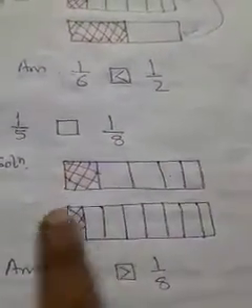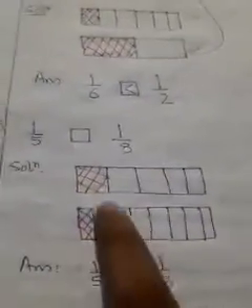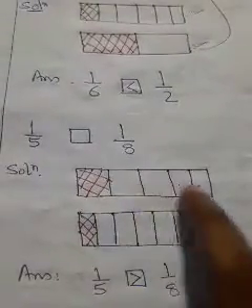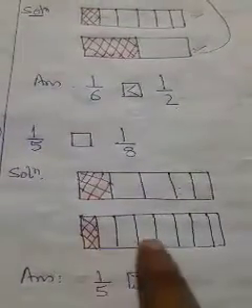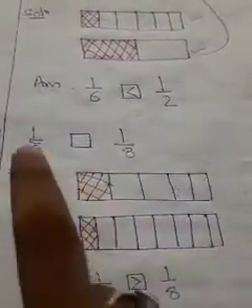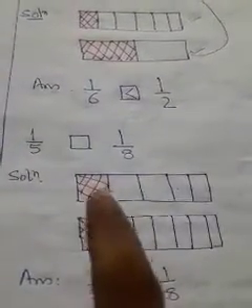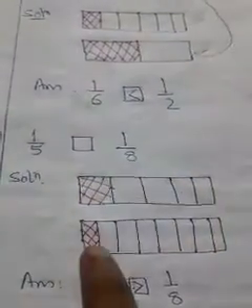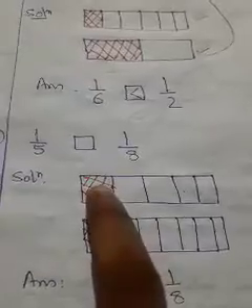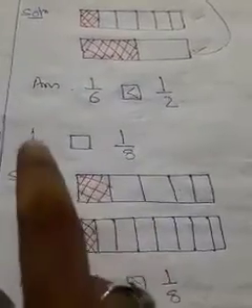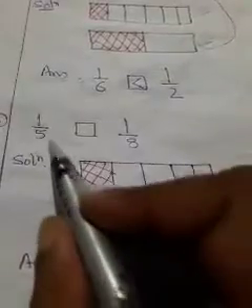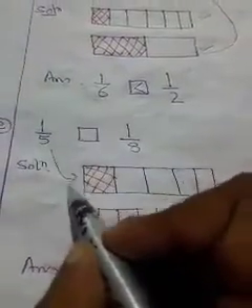I have again drawn the same size of box and divided this one into 5, and this one I divided into 8. Here the numerator is 1, so one part of it I have shaded. One part of it I have shaded. It looks like this is bigger. That's why 1 by 5th is greater. Understand?